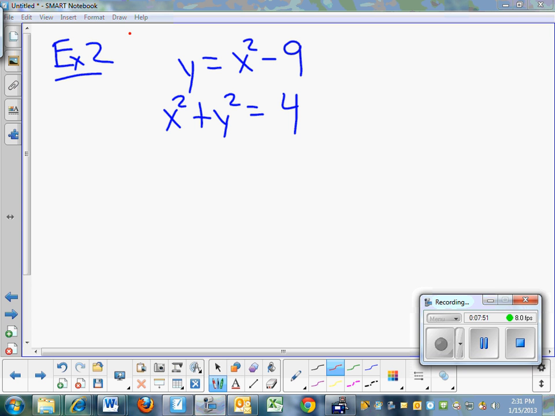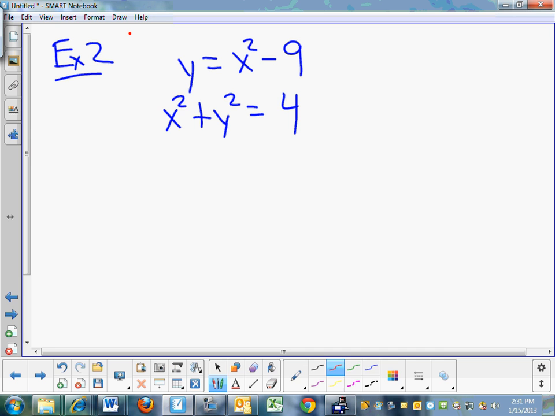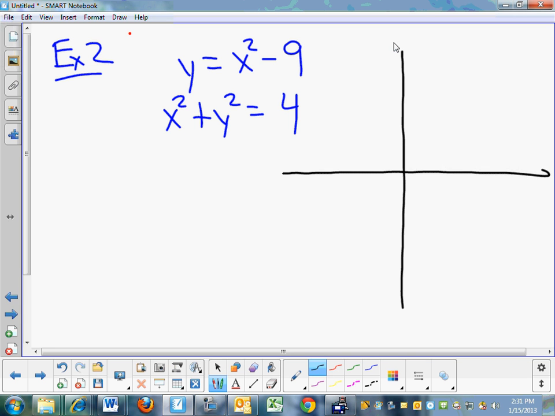Who knows what the first one looks like? It is a parabola. Tell me something about the parabola. Good. Shifted down 9 units. So I go -5, go -10. Shifted down 9. Aaron Murtaugh from first hour knew where this crossed the x-axis. Very impressive. 3 and -3. Very good, Mallory.